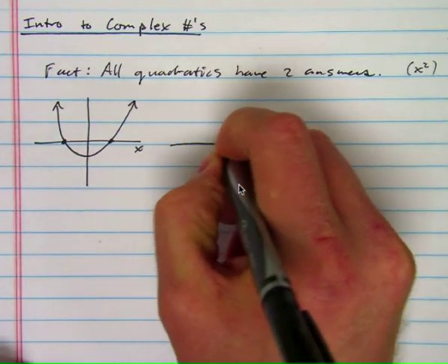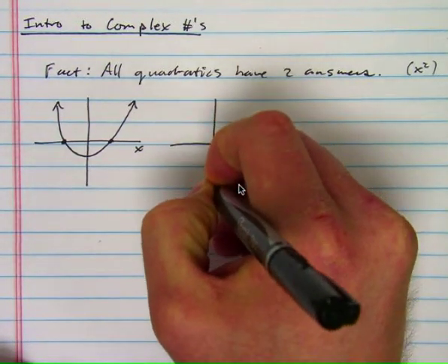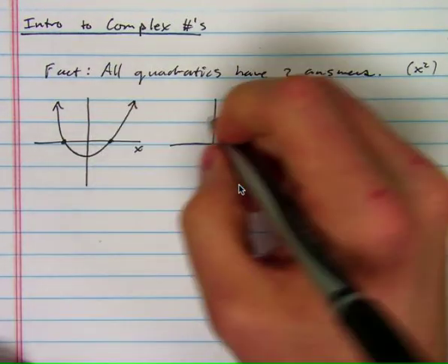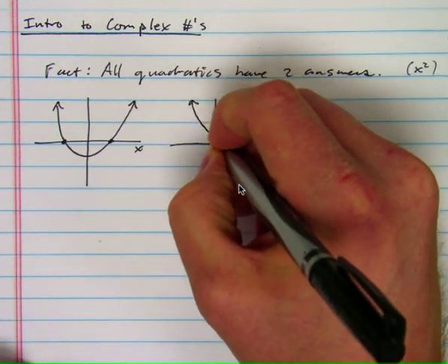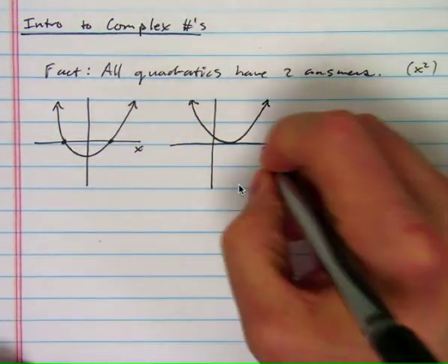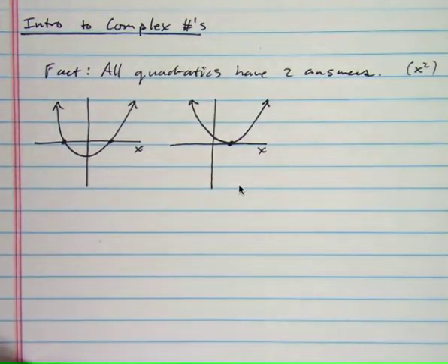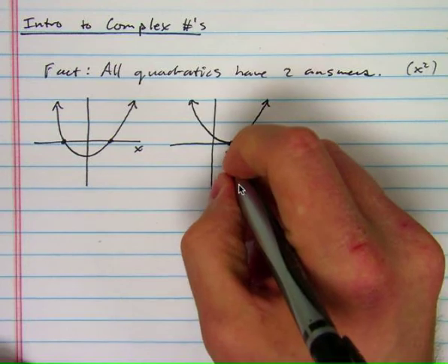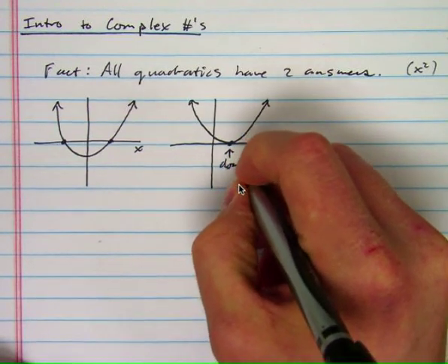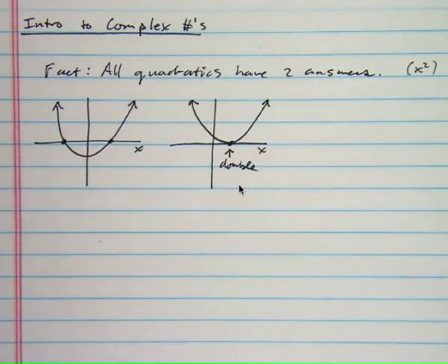Now there are these weird times where if you push that quadratic up just enough, it'll come down and touch that x-axis at just one point. Now that is actually a double root. Sometimes you get two of the same answer, and that's just because it only nicks that x-axis.